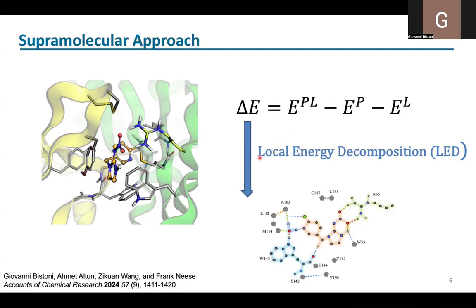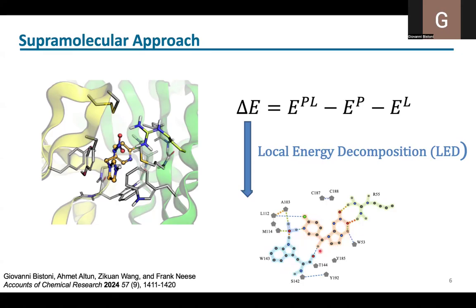And after having computed the binding energy, again, for example, at the DLPNO CCSD(T) level, the local energy decomposition scheme allows us to break it down into contributions from individual chemical interactions. For example, the interaction between a residue in the active site of the protein and the ligand.